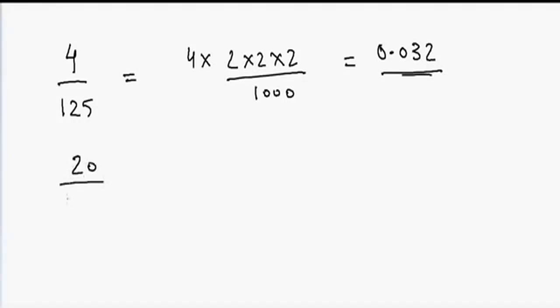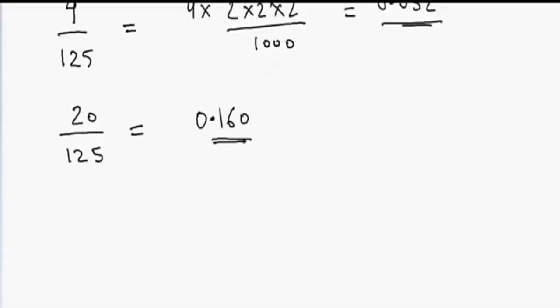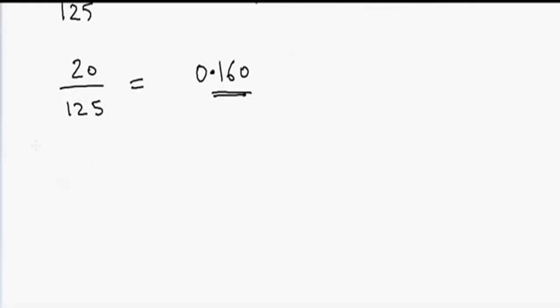Again, if I have 20 and want to divide by 125, so 2 into 8 is 16, so add 16 here, and then I have one more 0 here, but then I can do this. So this will be my answer. I hope this trick helped, and I'll see you in the next session.